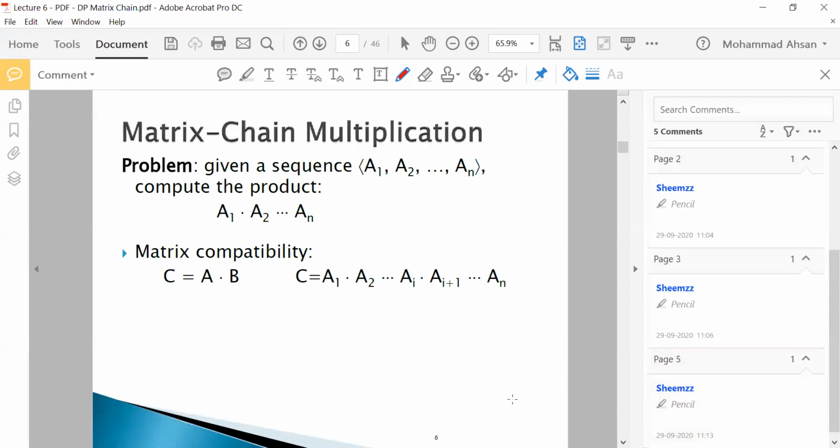Now, to understand dynamic programming, we have to take up a practical example. The first practical example we will take, and while doing this example, you'll understand what we are talking about. The first problem that we are taking is matrix multiplication. We are not actually talking about a simple A into B matrix multiplication. We are talking about the scenario where you have a chain of matrices that you have to multiply.